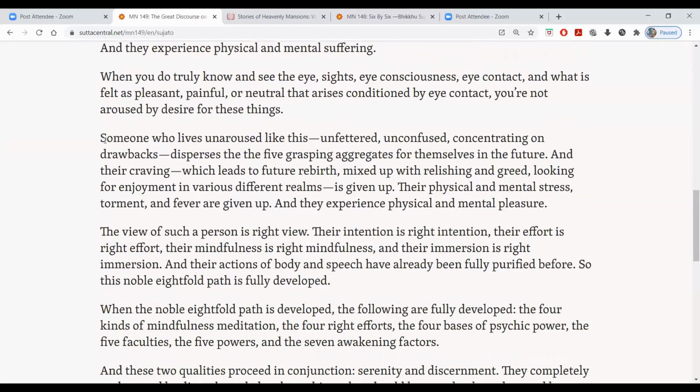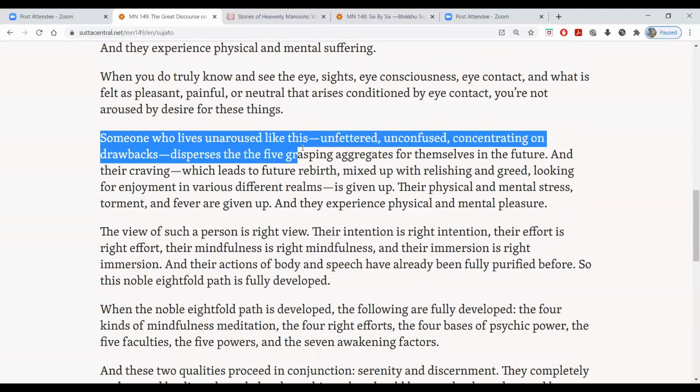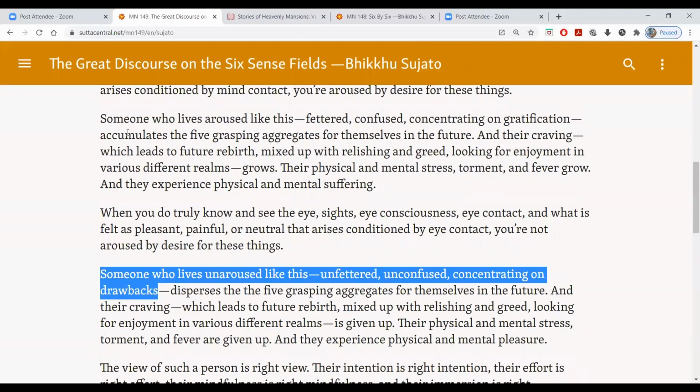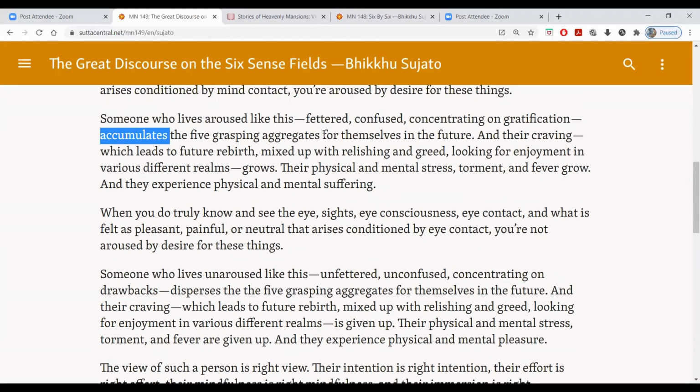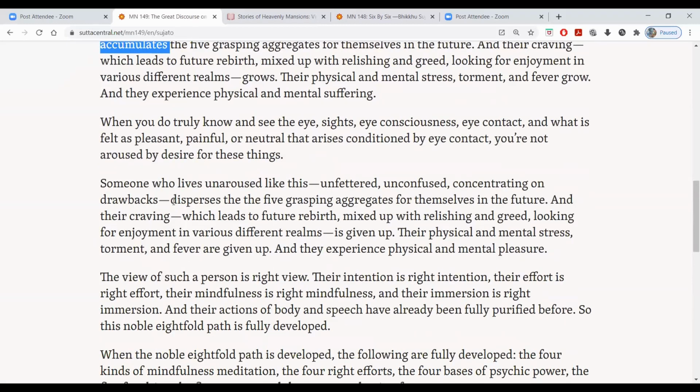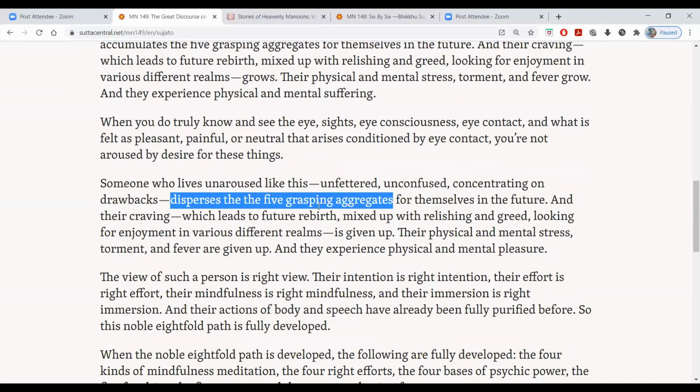And how you stop is: someone who lives with unaroused desires like this, unfettered, unconfused, concentrating on the drawbacks. That is different. Adinavanupassi means vipassana knowledge. He lives using vipassana knowledge while eating, while seeing, while hearing. Now what happens? Previously, it accumulates the five grasping aggregates, right? But now what happens? It disperses the five grasping aggregates. Did you see the difference?